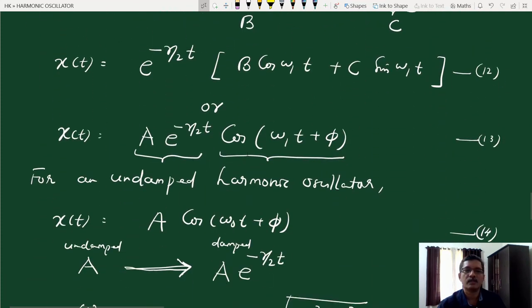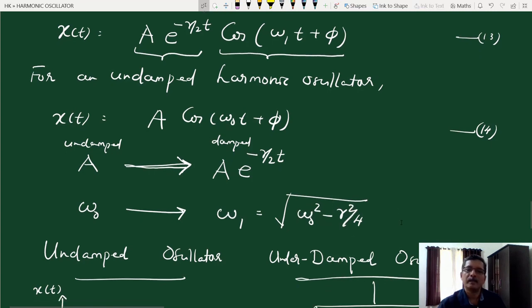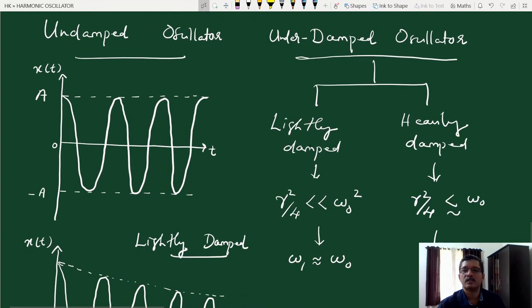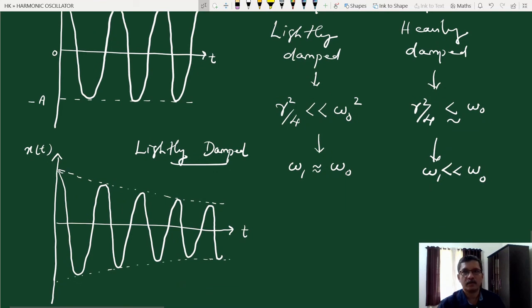it is an oscillatory solution. There are two differences. One is that the amplitude changes to an exponentially decreasing part, a e raised to minus gamma by 2 into t. Second is that the natural frequency of oscillation omega 0, which is square root of k by m, changes to omega 1, which is square root of omega 0 square minus gamma square by 4. And in the underdamped case, there can be two situations. Lightly damped case, where the damping factor is very small compared to omega 0 square. In that case, omega 1 is of the order of omega 0.